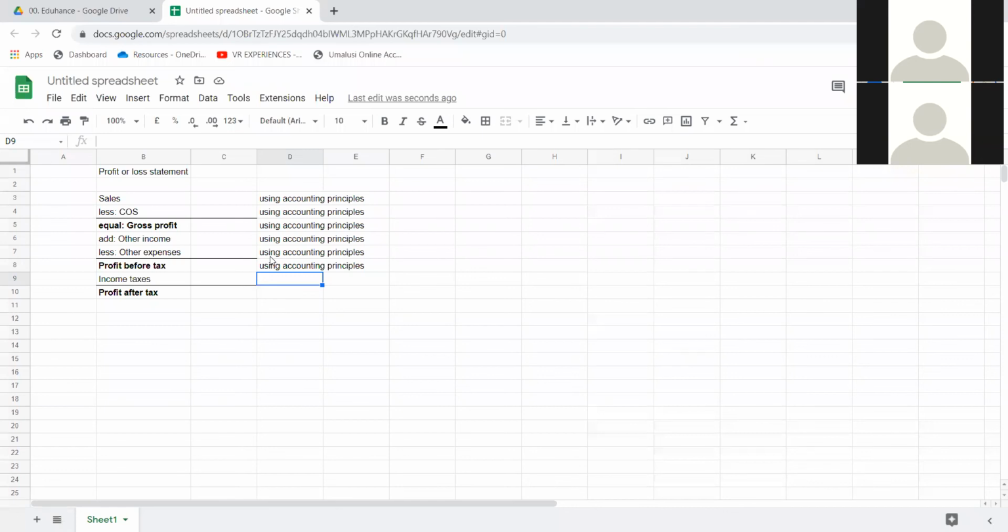Now we come to income taxes. If we ignore deferred tax for now, income taxes is basically the tax we have to pay to the tax authorities. For our purposes, the tax authority is SARS. The way SARS assesses how much we must pay them is using the Income Tax Act.